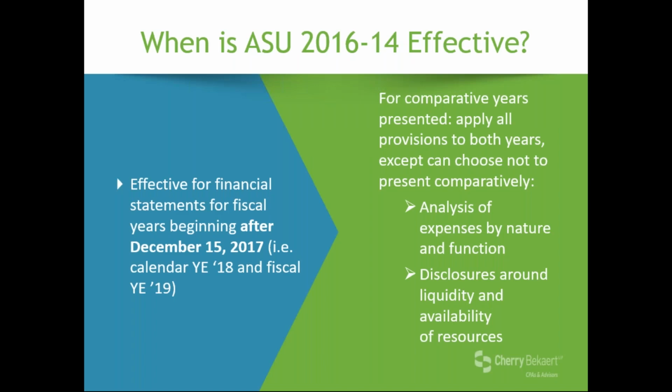Now, as far as the effective date, it's here. It's effective for fiscal years beginning after December 15th, 2017. So for your December year ends, it is required to be implemented for your December 2018 statements. For June year ends, it's required to be implemented in your June 30, 2019 financial statements. So these very next statements that you will be drafting will need to be updated for requirements in the new ASU.